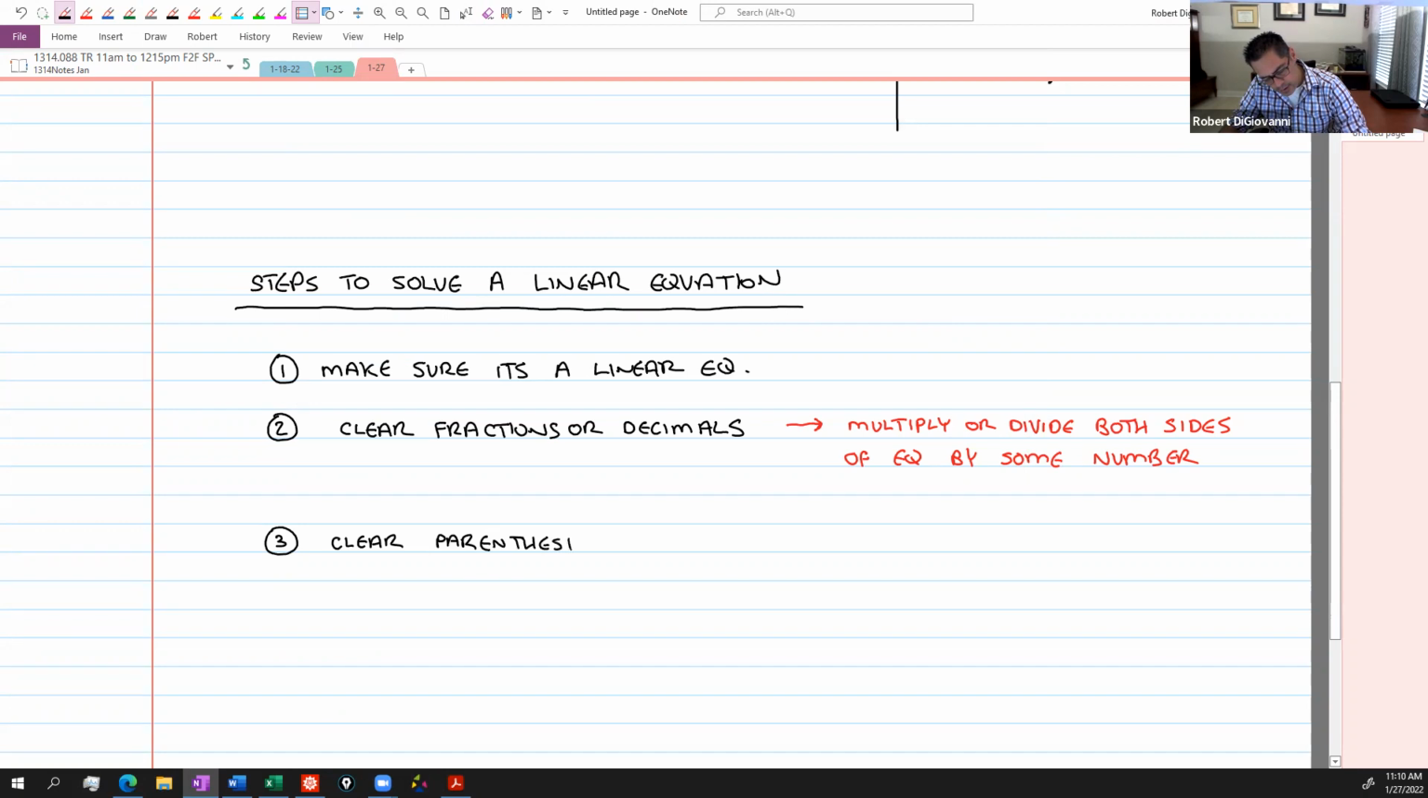Clear parentheses. What we'll normally do to do this is distribute. Again, I'll explain that more when we get to the step. Then the next thing we're going to do is combine like terms.